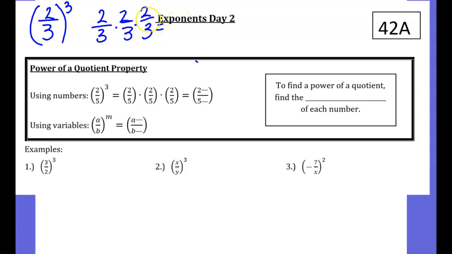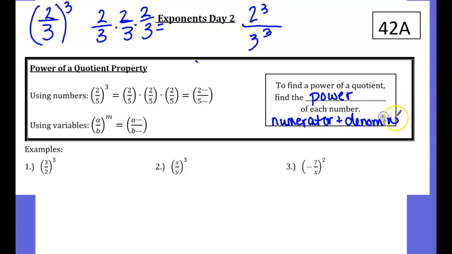Now, if you multiply fractions, you multiply the numerators, which if you took 2 times 2 times 2, you would get 2 to the third, and that would be divided by, then you multiply the denominator, 3 times 3 times 3, which would be 3 to the third. Okay, so you can see to find the power of a quotient, you find the power of each number, but since our numerator and denominator isn't necessarily going to be a number, I'm going to type right in here numerator and denominator, instead of number, because it's not always a number.